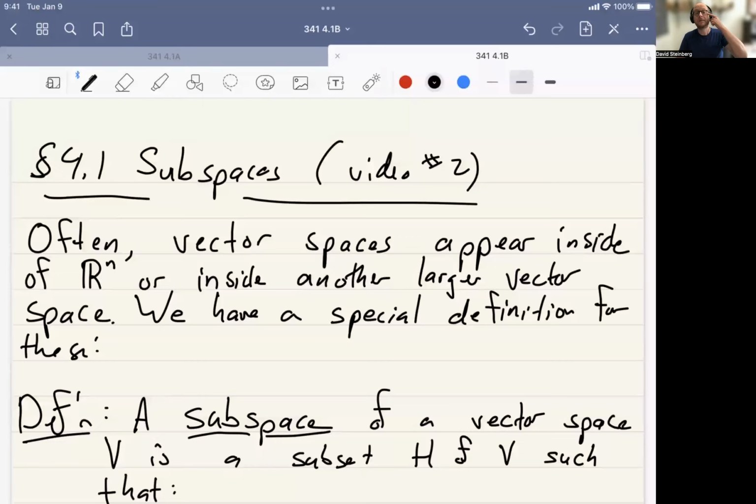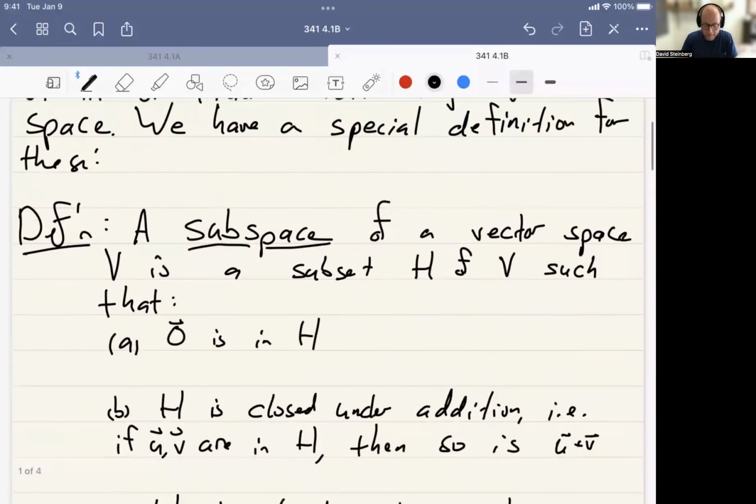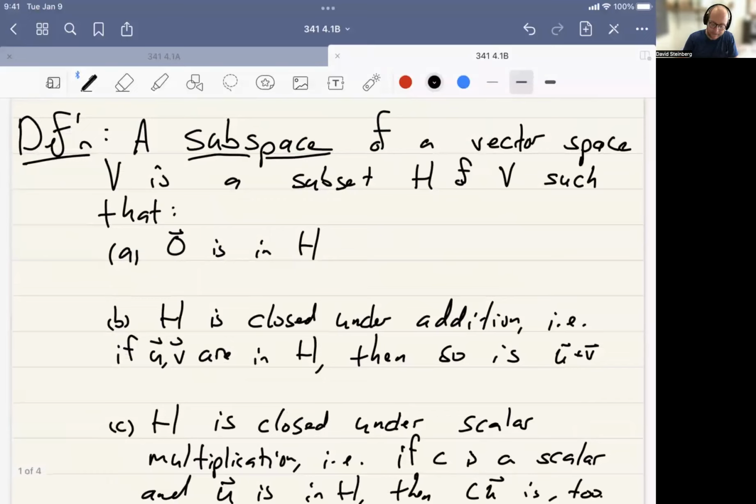This video is all about subspaces. And the idea is that often vector spaces appear inside of Rn or inside of another larger vector space. We have a special definition for just that. It is the definition of subspace. So a subspace of a vector space V is a subset H with the following three properties.